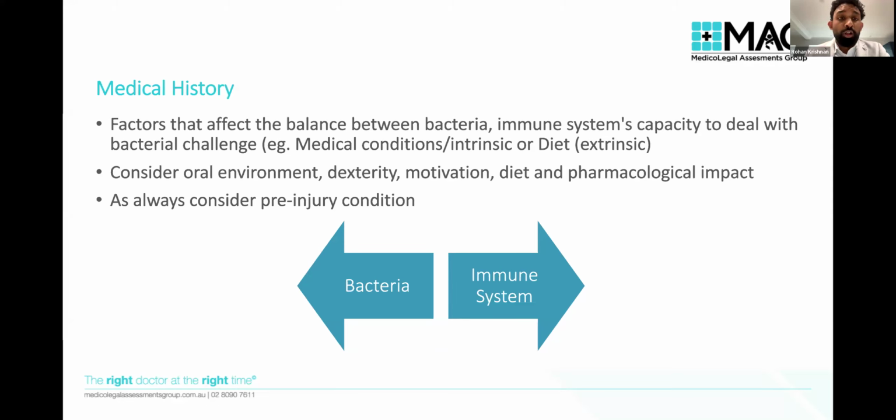We'd like to consider the oral environment. So what is the level of acidity or buffering capacity of the saliva, the dexterity of the person, their motivation and their cognitions, and their ability to actually care for themselves and their dentition to prevent bacteriological breakdown, and of course diet. And pharmacological impact. So a lot of conditions have, for example, chemotherapy, antidepressants, pain medications can all cause changes to the quality and quantity of saliva that's produced.